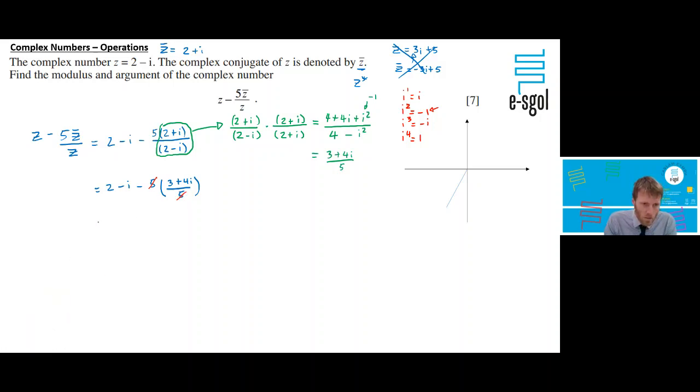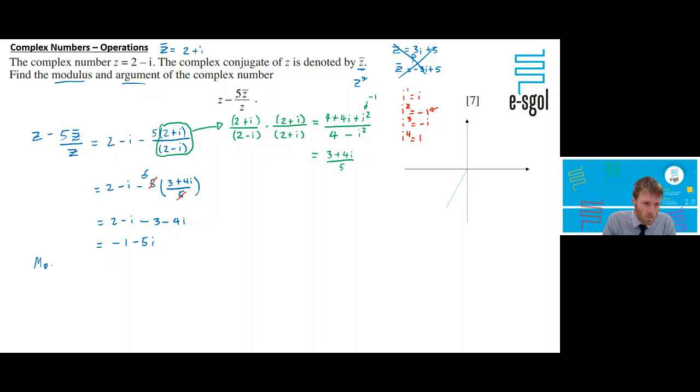And then we're left with 2 minus i minus 3 minus 4i. Because we have a subtraction here, be careful with that bit. That gives us negative 1, negative 5i. We haven't quite finished because this is saying find the modulus and argument. They might not go this far in the actual exam, but we will continue with this.